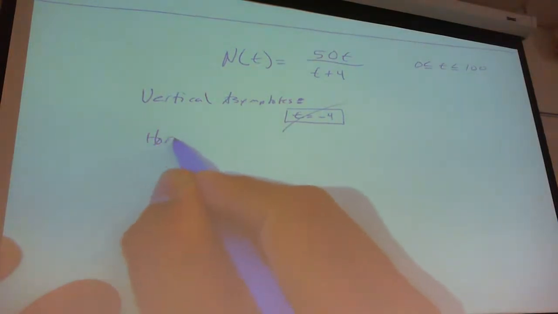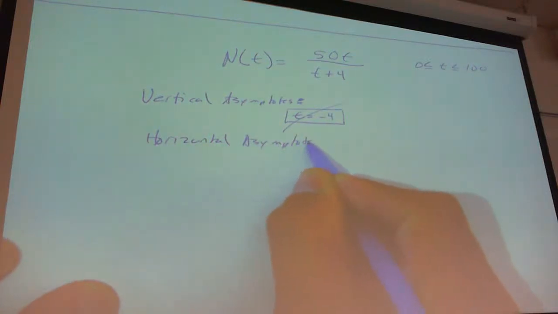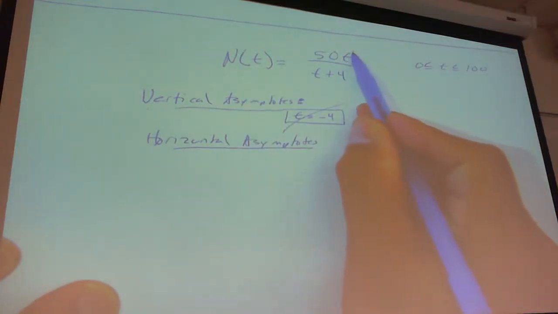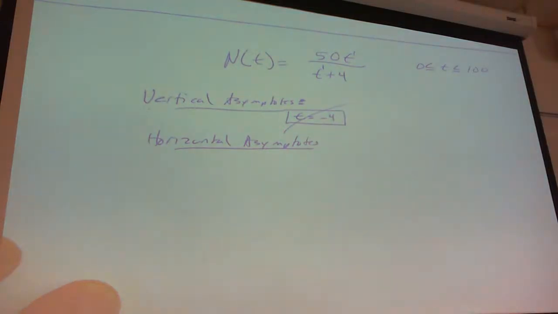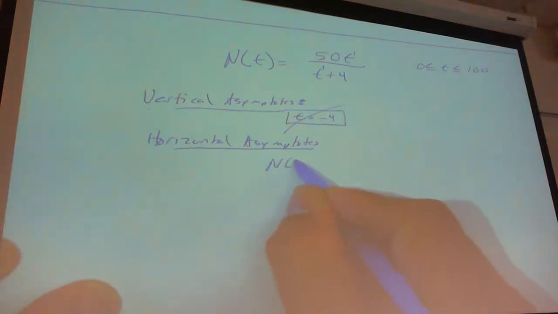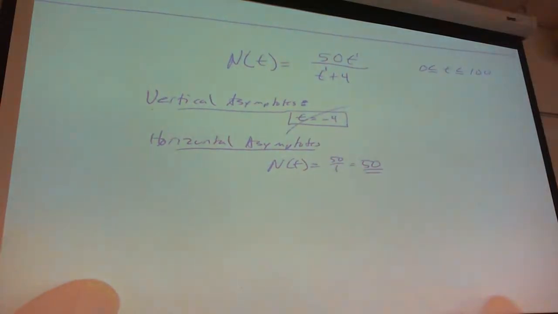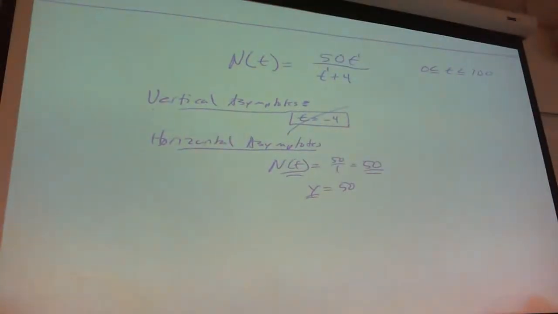Okay? Let's talk about horizontal asymptotes. Now again, what's the degree of the numerator? What's the degree of the denominator? When they're the same, do we have a horizontal asymptote? Yes. What is it going to be? It's going to be N of t equals 50 over 1, or just 50. You can just call it y. And this problem is N of t. Okay? So again, just kind of know your rules.